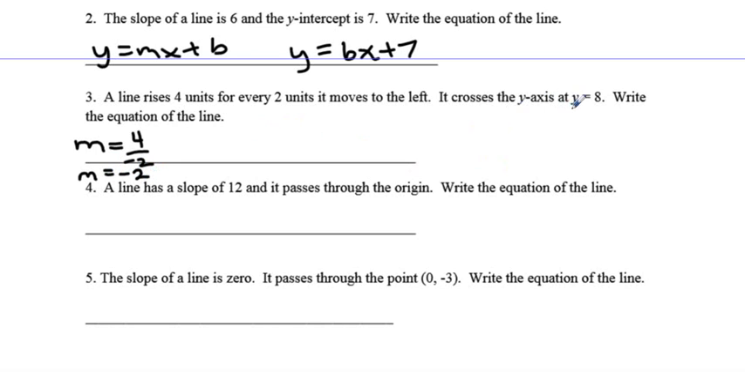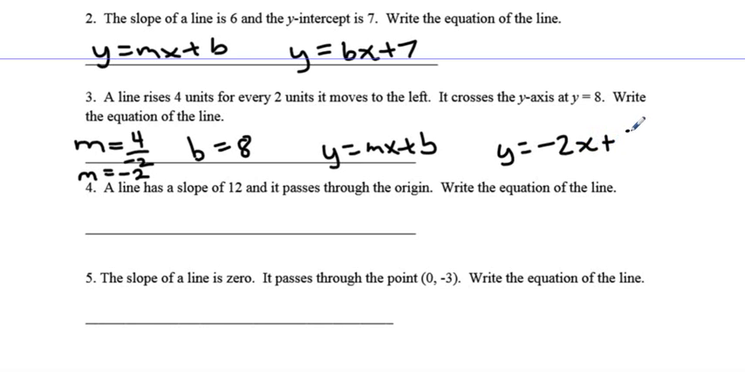It crosses the y-axis at y equals 8. All right, well that means that our b, did I say -8? I meant 8. So our b is 8. So now we're going to put that in y equals mx plus b. And we have that y equals -2x plus 8.